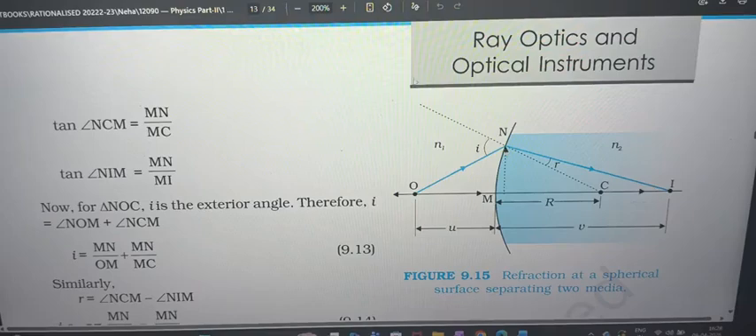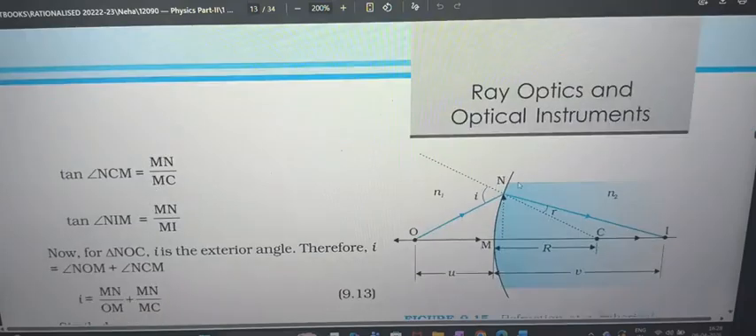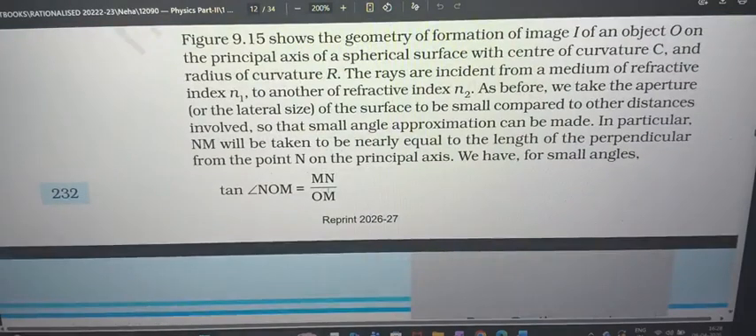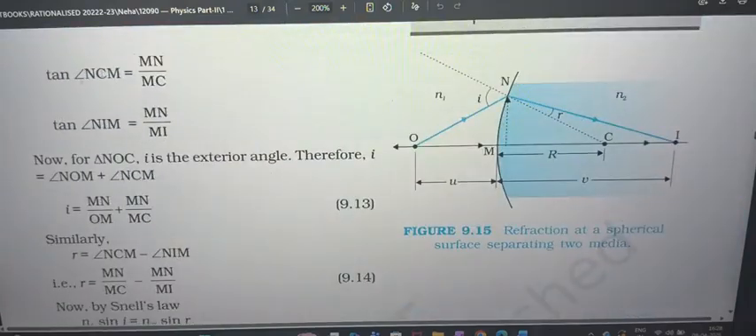That's why they keep saying to take small angles so that we can make such approximations. So now see, first thing we have taken is tan of angle NOM. If we consider NOM, what will it be? Opposite divided by adjacent, so it should be NM divided by OM. Next we are taking tan of angle NCM. NCM if we take, again opposite divided by adjacent, so it should be NM divided by MC.